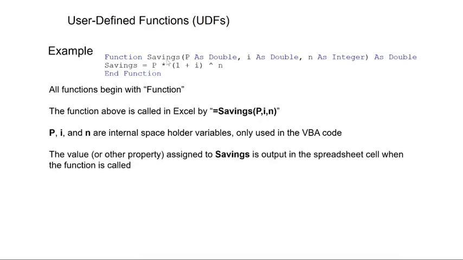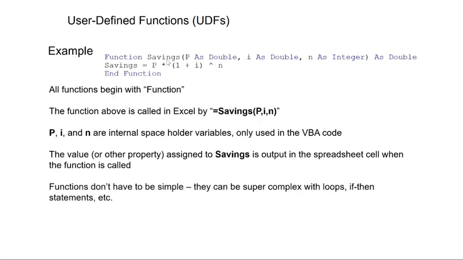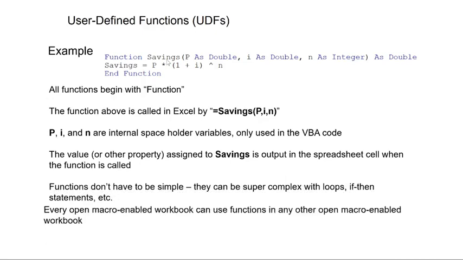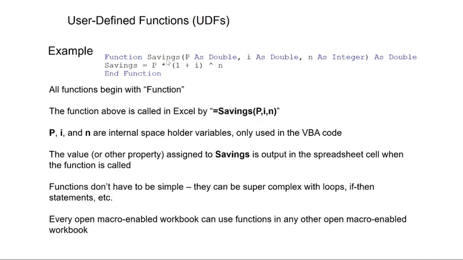The value assigned to savings is output in the spreadsheet cell when the function is called. Functions don't have to be simple. They can be super complex with loops, if-then statements, and so on. Every open macro-enabled workbook can use functions in any other open macro-enabled workbook.